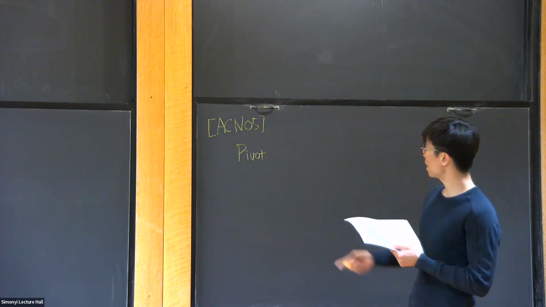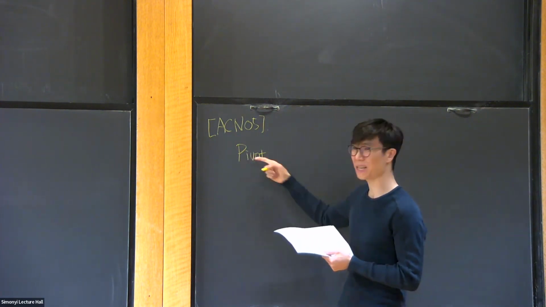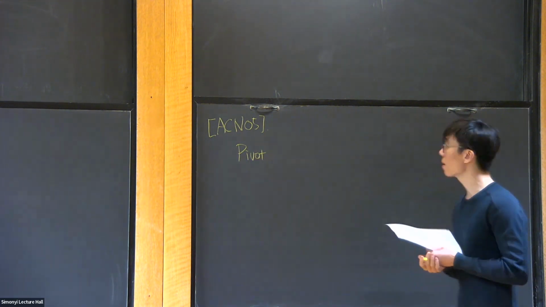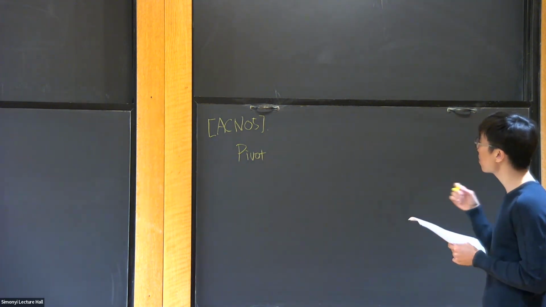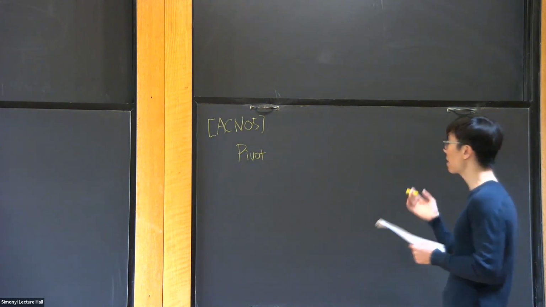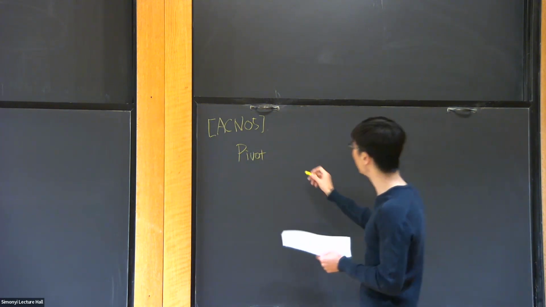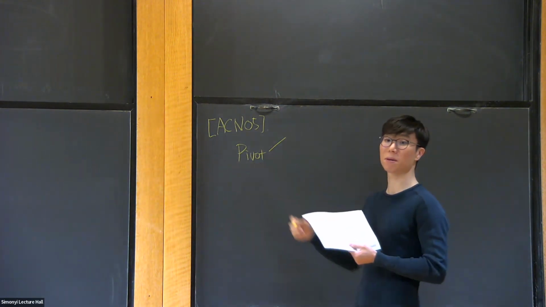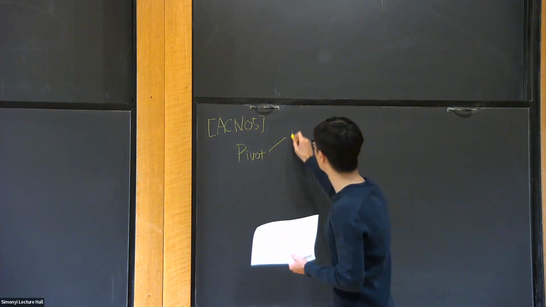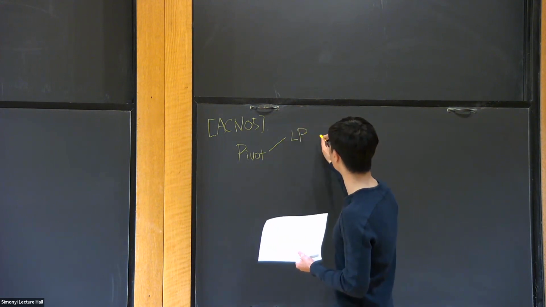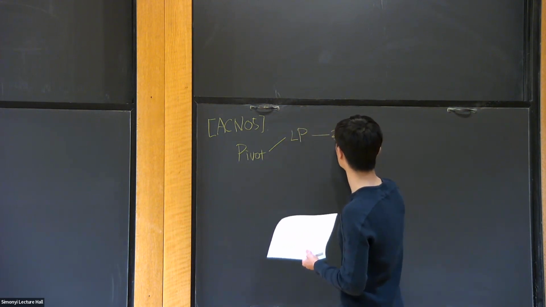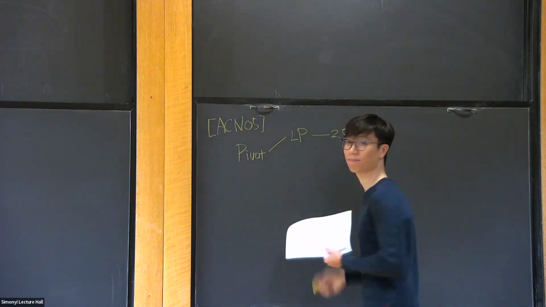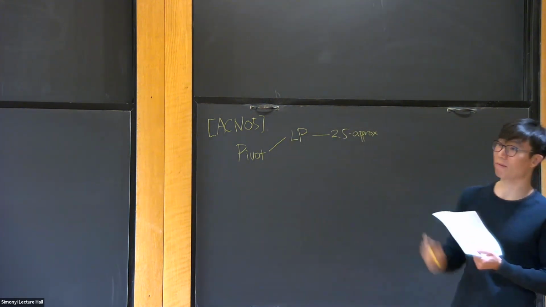So it's not exactly one algorithm. It's more like a framework to design algorithms. Using this pivot framework, there are several ways to implement it. The first way is you can combine this paradigm with the LP relaxation, and using that, they gave a 2.5 approximation. So that's 2.5 right there.